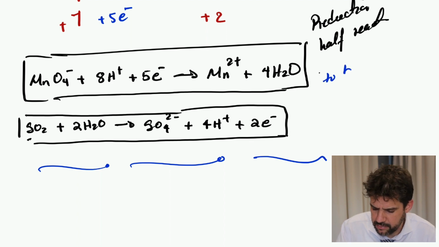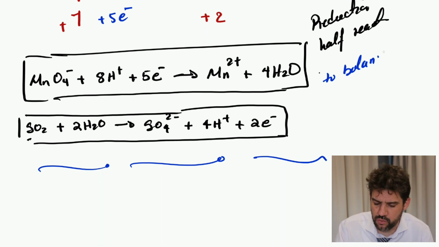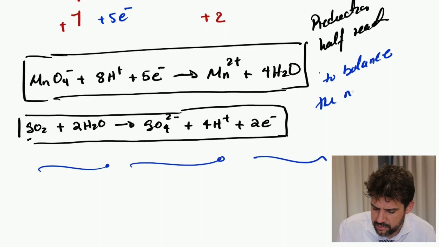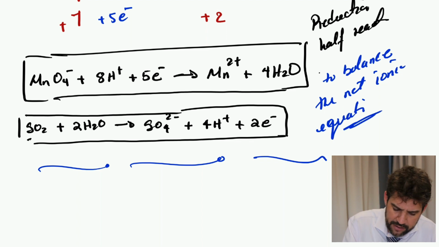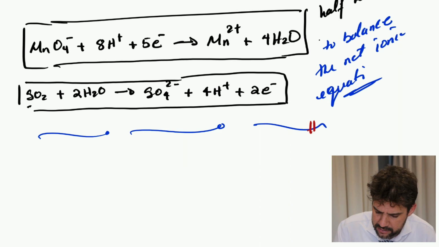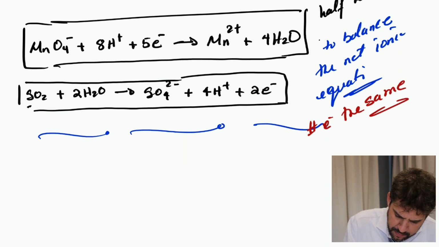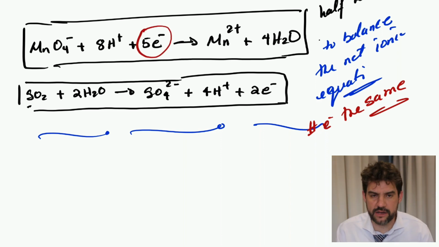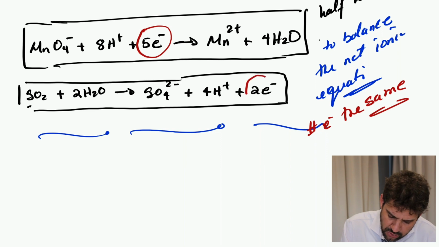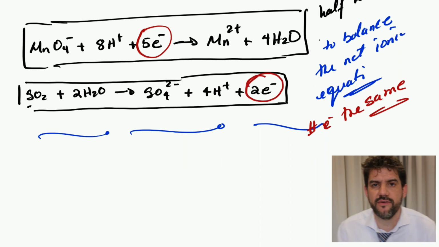Remember, to balance the net ionic equation, you have to make the numbers of electrons the same. We have here 5 electrons in the reduction half reaction, and we have 2 electrons in the oxidation half reaction.